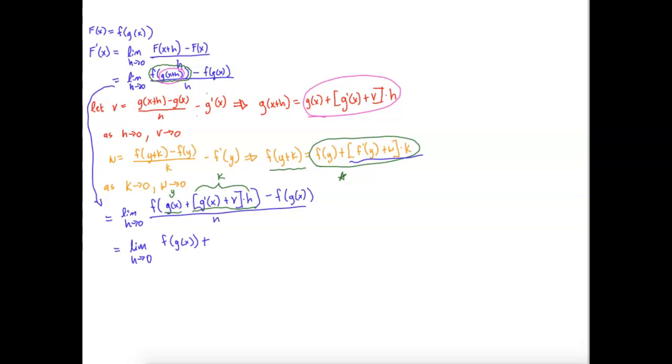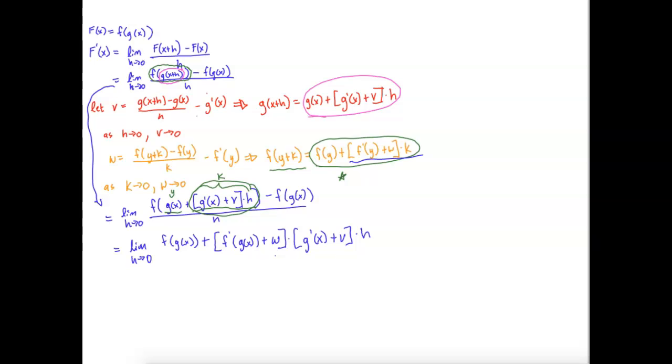Sorry, give myself a little more room. So plus the quantity f prime of y, but in our case, our y is g of x, so that's going to be f prime of g of x, plus w, w is just w, times k. Now our k, remember, is all of this, so I'm going to multiply by all of that. So times g prime of x plus v times h.